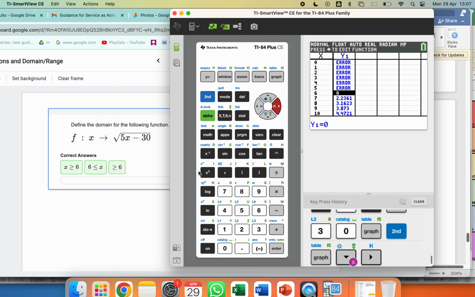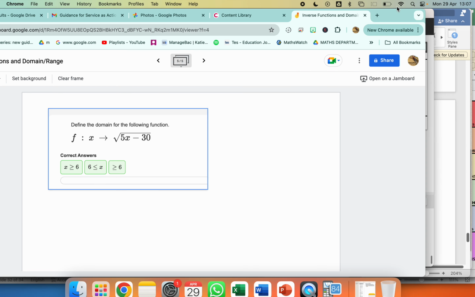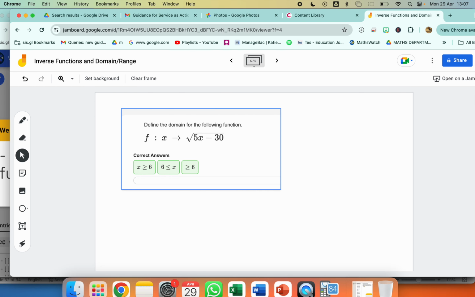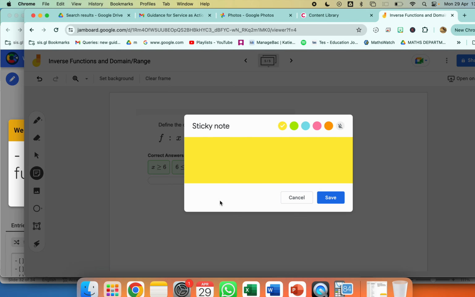So the domain is all the particular values for this graph that are satisfied. So it's going to be x is bigger than or equal to 6. You can write it in 3 different ways. Now let's say the question might say, what is the range of this function? Now the range is simply all the y values.